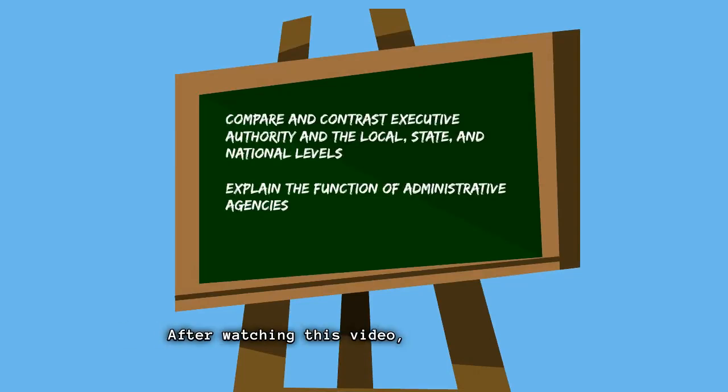After watching this video, you'll be able to compare and contrast executive authority at the local, state, and national levels, and explain the function of administrative agencies. For example, advise, make regulations, enforce the law, and enforce regulations. So let's get started.